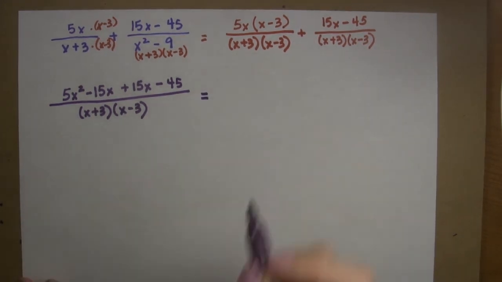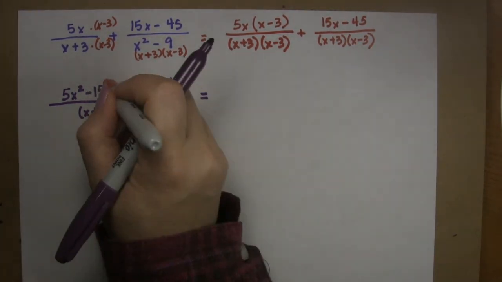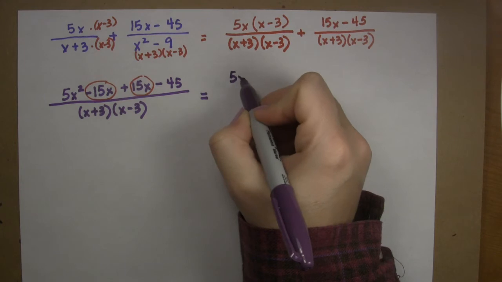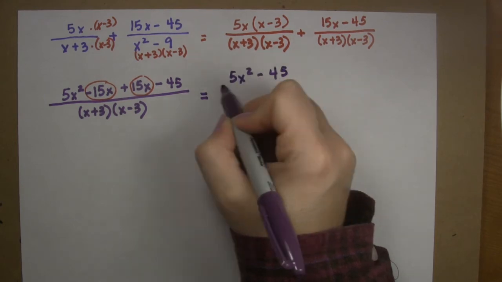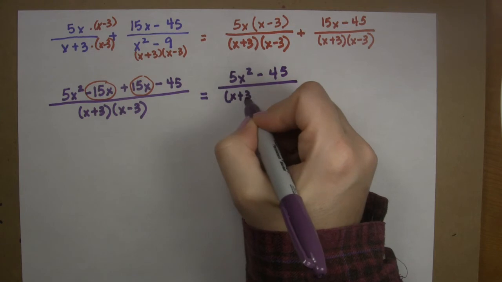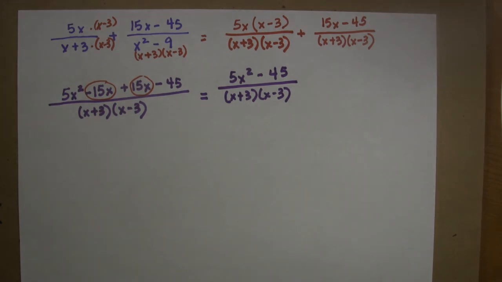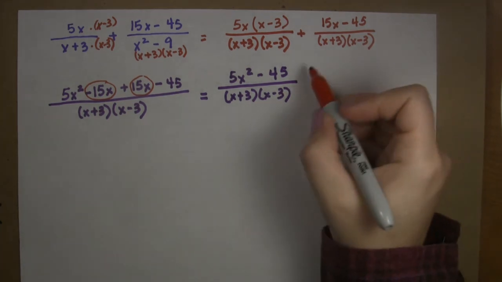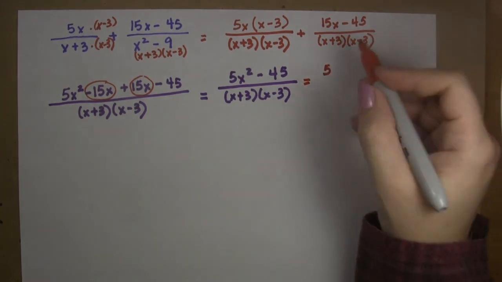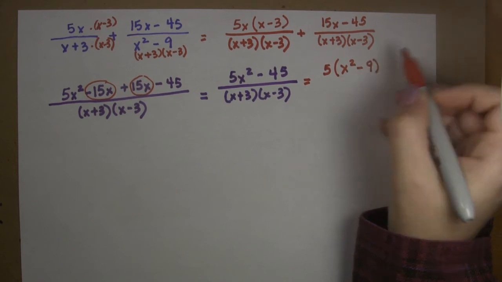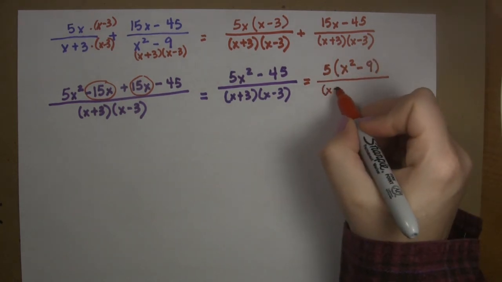All right, now I'm looking to see if I can simplify anything here, and I see that I have two like terms that are going to cancel each other out, right? A negative 15 and a positive 15 is just going to become 0. So now I have 5x squared minus 45 over x plus 3 times x minus 3. My next step looks like in the numerator, I could suck out a 5. So I'm going to suck out a 5, so I get x squared minus 9, and that's going to be over x plus 3 times x minus 3.